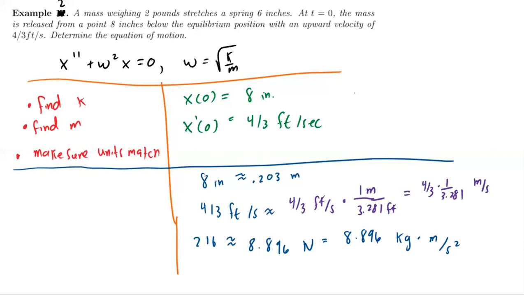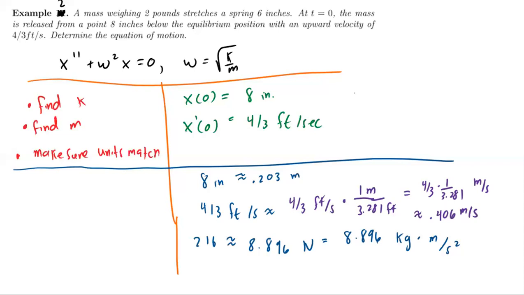Let me simplify that in my calculator to 3 decimal places, so it's an easier number to work with. So 4/3 divided by 3.281. This is approximately 0.406 meters per second. It's a second approximation, a different one from the one before. So that's how you do dimensional analysis, or rather, it's a subset of dimensional analysis, but that's how you change units. You multiply by 1 in a nice way so that the units cancel.